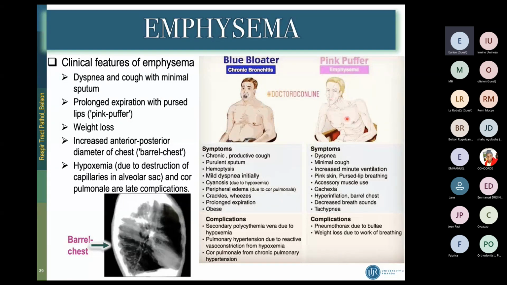So uruhu rwabo ruba blue cyane cyane abafite uruhu rwera. Ariko hano muri emphysema it is the opposite. They are more pink. I think it is written here. Increased pink skin. Ikindi iminwa yabo uko ahumeka, that's why pursed-lip breathing. Ni nacyo cyatumye hano hazamo pink puffer. This puffer comes from this pursed lip and so on.